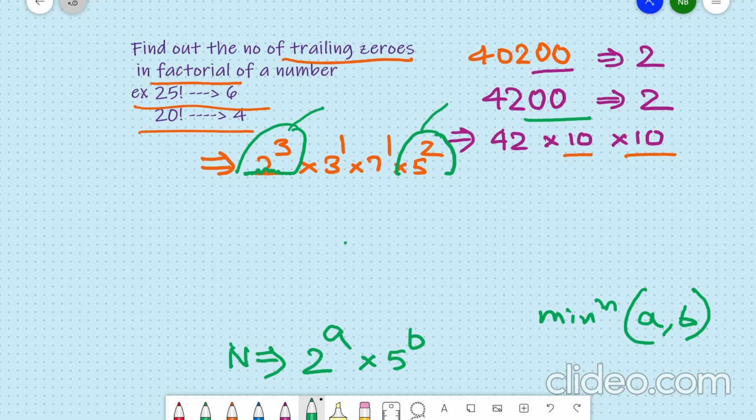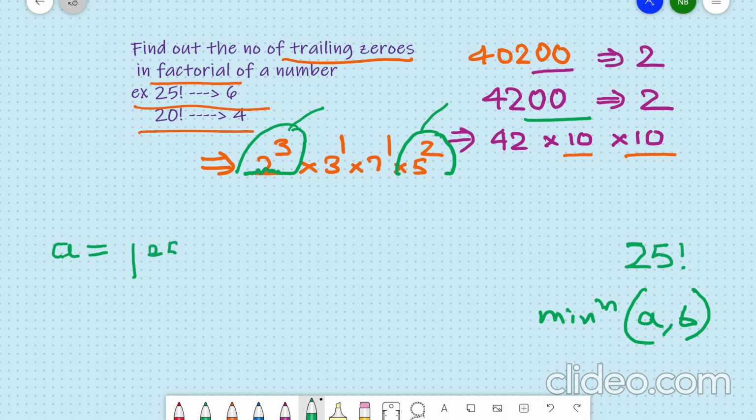Now the last thing left in this question is how to find the values of a and b in the case of a bigger number. This is a small number, that's why I can write its PFF and then say that the minimum of a comma b will give me the answer. So what is a? A is nothing but the power of 2 in the factorial, right? So how will I calculate this? Let's say I assume 25 factorial as my input. So I will divide 25 by 2.